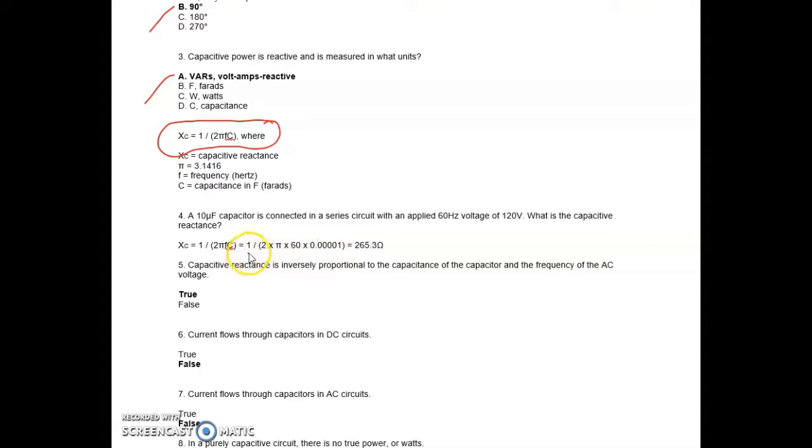So here we're plugging in the values, and notice I'm using the decimal form of the capacitance. So 10 microfarads is the same as 0.00001 farads. And when you do the math, you get a capacitive reactance of 265.3 ohms.